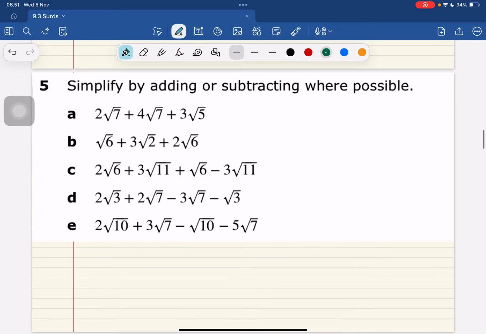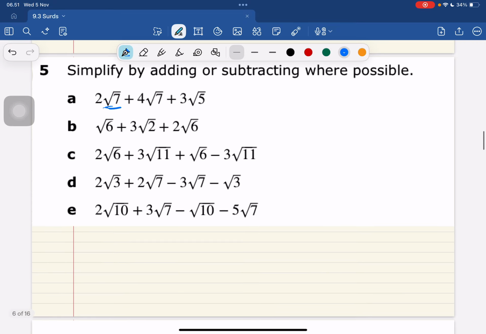Simplify by adding and subtracting where possible. Okay, we got the same square root of 7, so this is going to be 2 plus 4, then multiplied by square root of 7. They are different, so plus 3 square root of 5. Like apples, 2 apples plus 7 oranges, we cannot add. So just write it, 2 apples and 7 oranges. So this final answer is 6 square root of 7 plus 3 square root of 5.